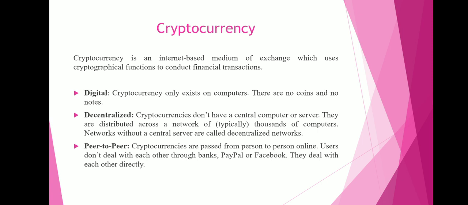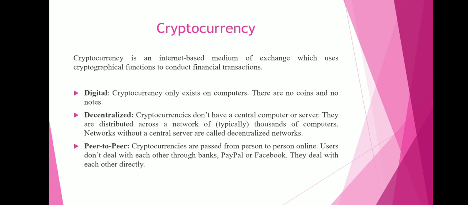Now let me discuss cryptocurrencies: a few cryptocurrencies, what the properties of cryptocurrencies are, and why cryptocurrencies are so popular, why people are running behind them. Here we have a definition. Crypto means secret, currency means money, so we can say secret money, or digital currency. The exact definition: a cryptocurrency is an internet-based medium of exchange which uses cryptographic functions to conduct financial transactions. Cryptocurrencies are digital currencies.